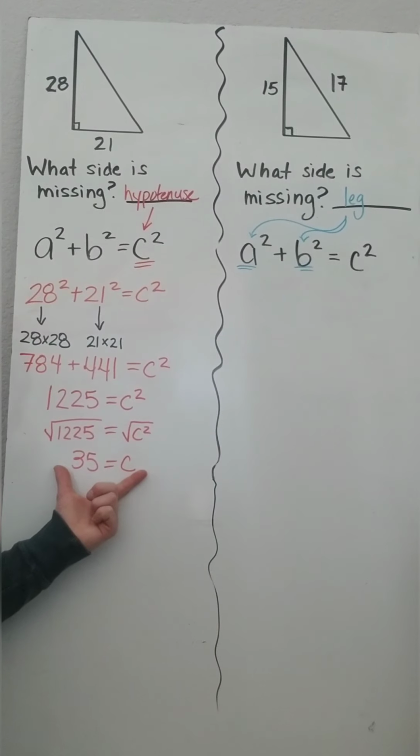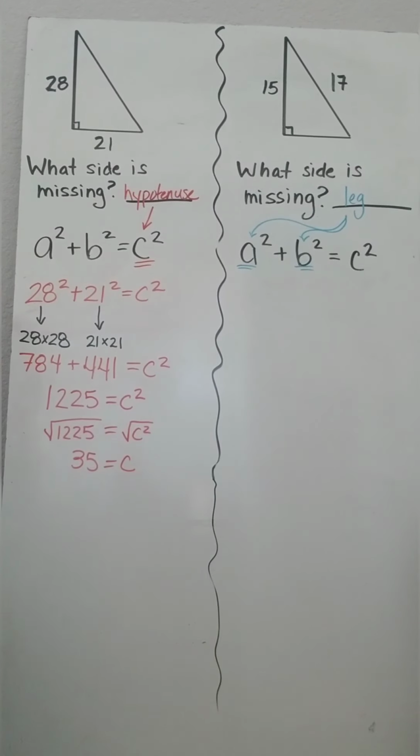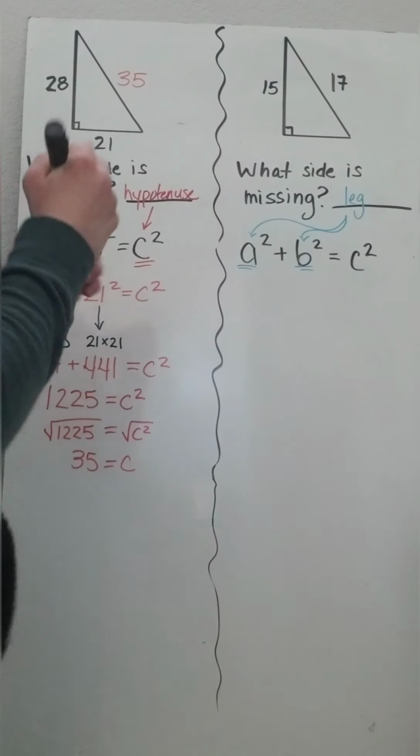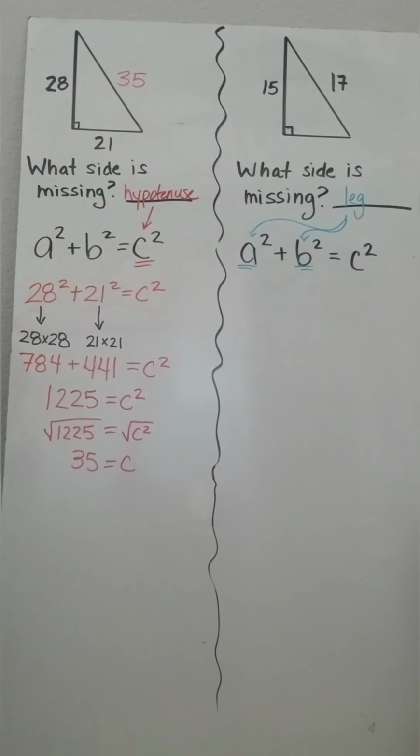Therefore, this shows that our hypotenuse is 35 units long. Now I'm going to show you how to solve a problem where one of your legs is missing.